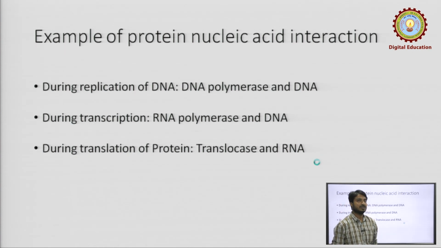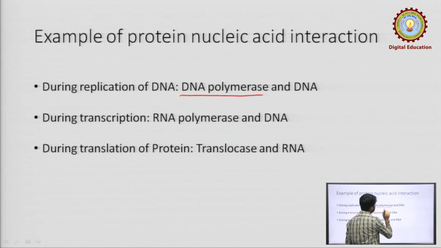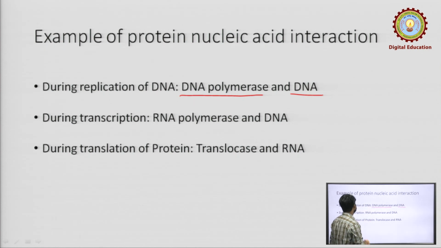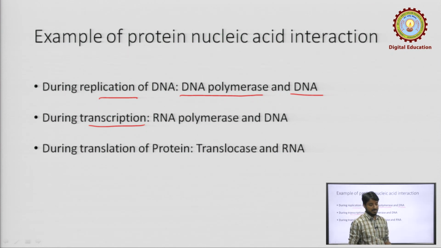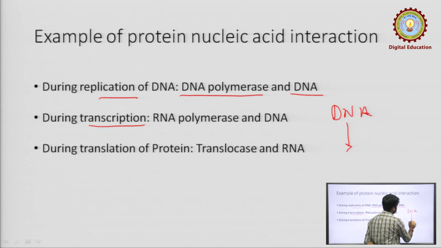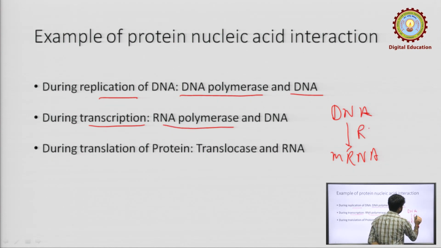In the previous classes we learned how DNA replicates. In this, it makes use of an enzyme called DNA polymerase, and it will interact with DNA to make multiple copies of the DNA. Thereafter, after replication we learned about transcription. What is transcription? DNA will make a messenger RNA with the help of RNA polymerase.